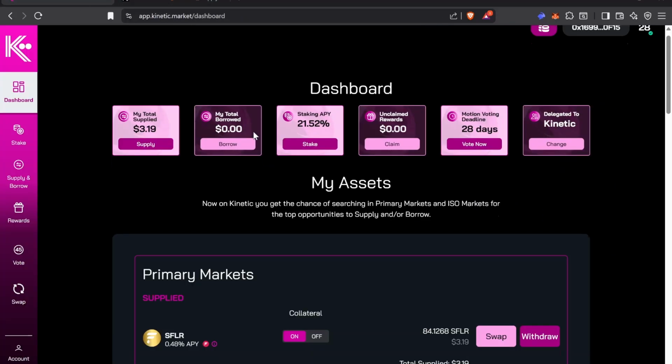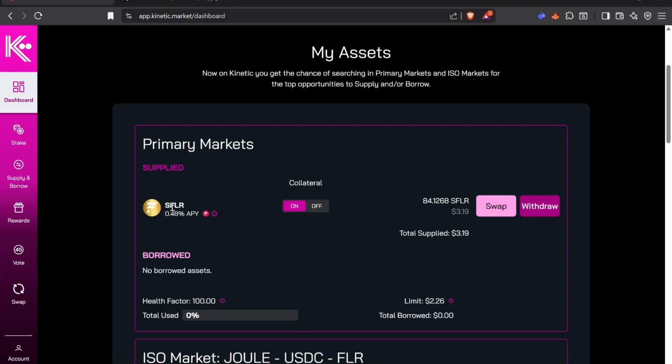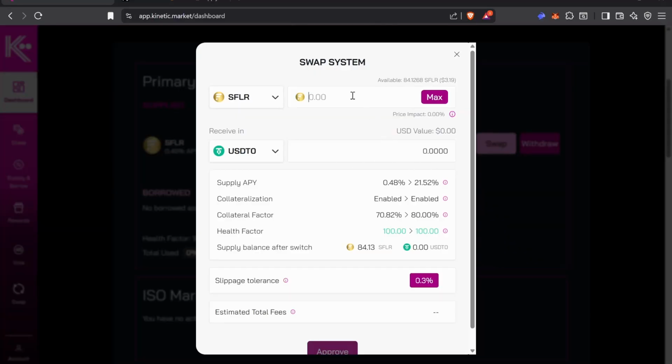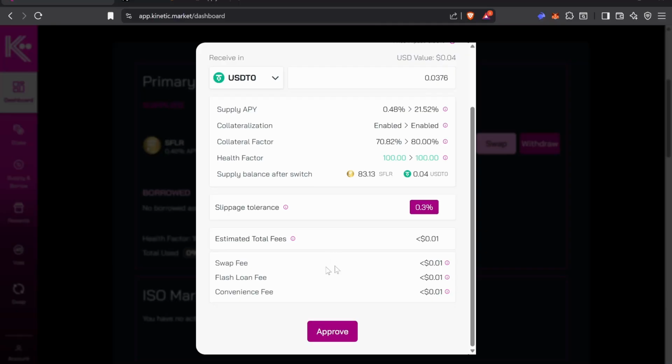So for example, let's say that I have SFLR, and in this case, I haven't borrowed any assets, this is just an account that I have for a demo. If I press swap, I can decide that I want to sell one SFLR. My supply APY is going to increase because USDT has more incentives than SFLR, and I'm not telling you to change your SFLR for USDT, I'm just saying what's happening. My collateral factor also is higher for USDT than for SFLR, and my health factor is 100 because I don't have any loan. And then here the total fees, everything is below 1.